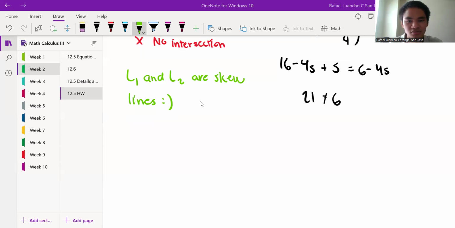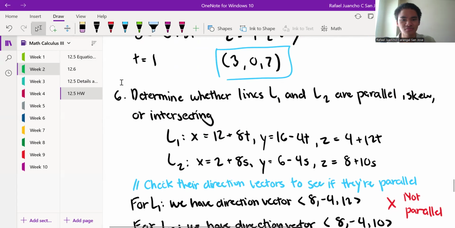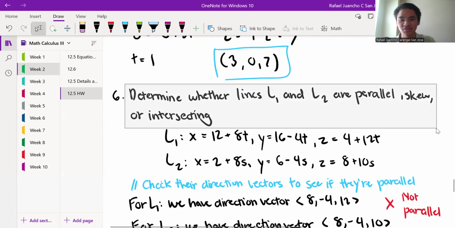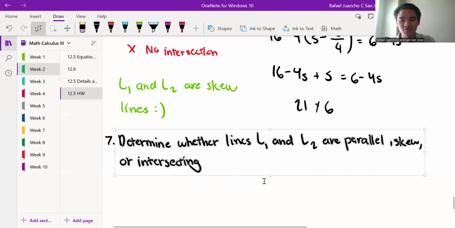Yeah, looks like they're skew here. Okay, yeah, I got it. Yeah, they're skew. Okay, last one. Same idea here, and then I'll call it a day. So again, you want to determine whether two lines are parallel, skew, or intersecting.